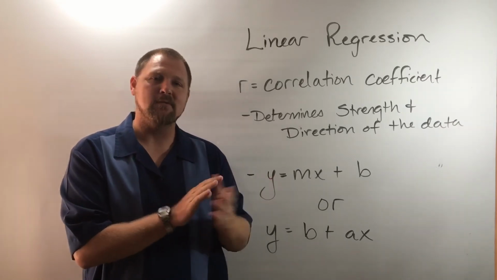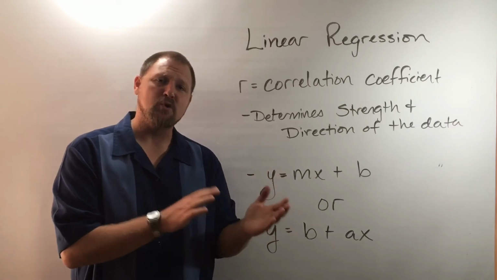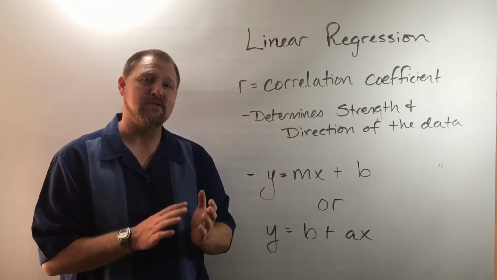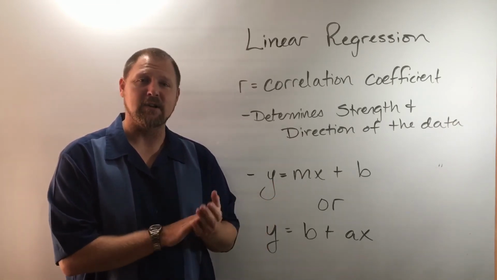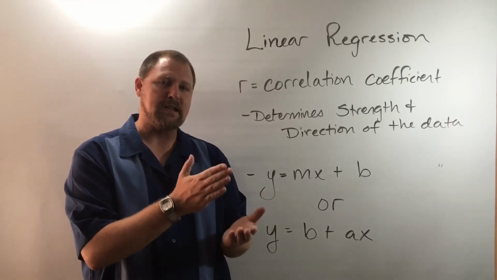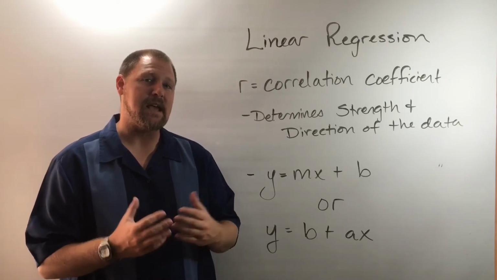And then we have y equals mx plus b, which is the equation in slope-intercept form, which most of the students have seen in all of their math classes in high school up to now. Or we have the second linear regression option, y equals b plus ax. Now if you look at these, they're not really different with the exception of the a and b.